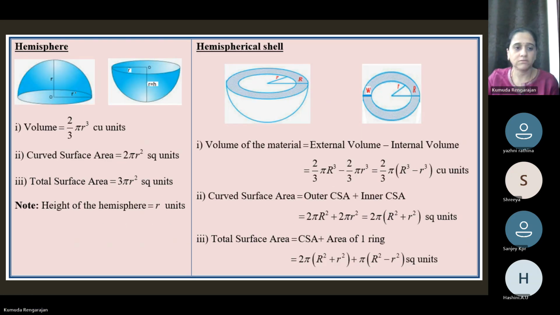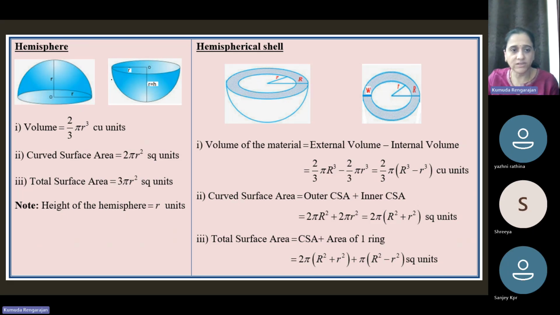Hemisphere. Volume: 2 by 3 pi r cubed. We have seen this earlier. Curved surface area, only this area: 2 pi r squared. Total surface area, that is including the area of the top: 3 pi r squared.